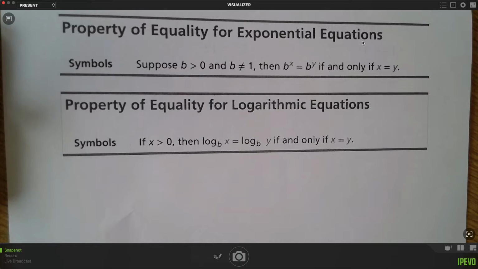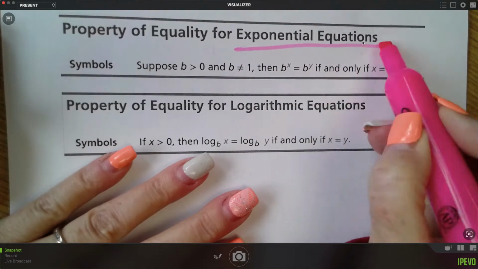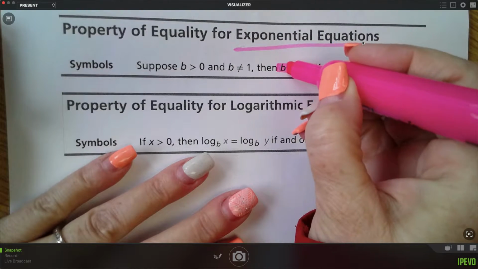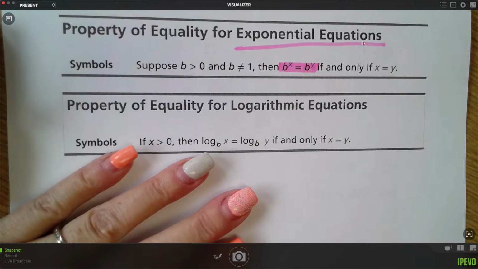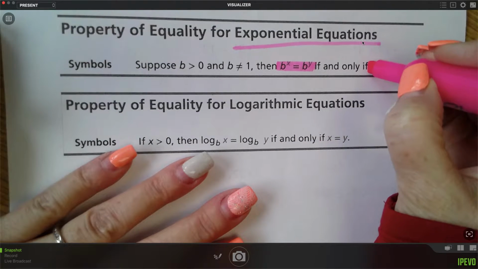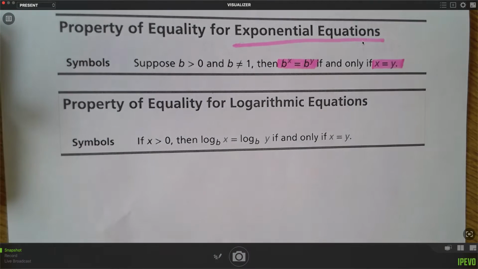Okay, so the top one, be careful what you're writing. You don't need to write everything. The top one is the equality property for exponential functions. So if b to the x equals b to the y, what has to be true? X equals y. If the bases are equal, the exponents are equal, right?